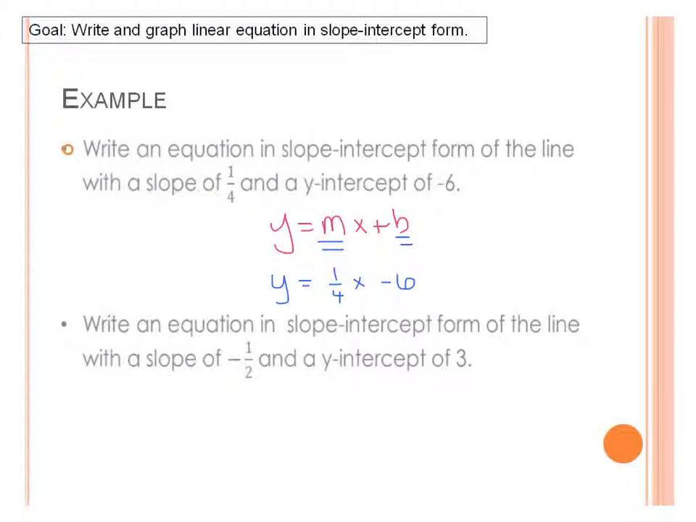For the other one, again, I have a slope and I have a y-intercept, so all we have to do is y equals, our slope is -1/2, and then the x, and then our y-intercept is +3, so we're going to say plus 3.